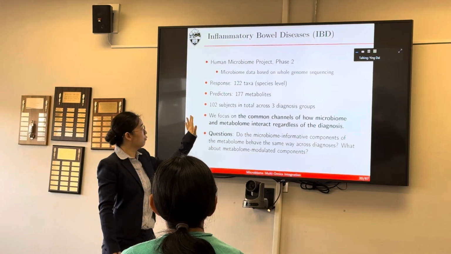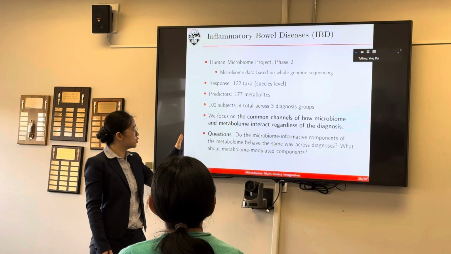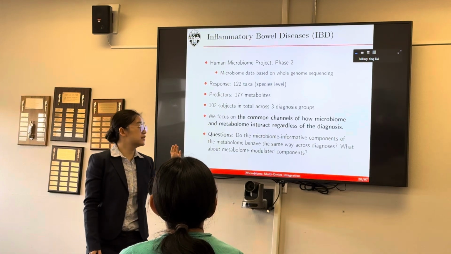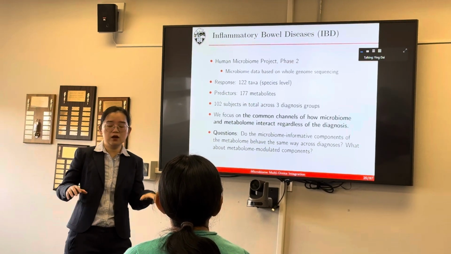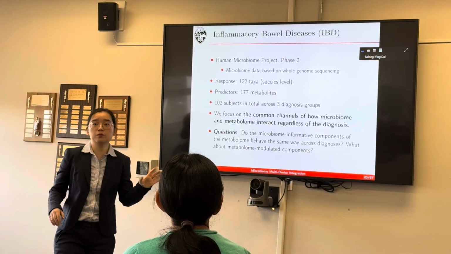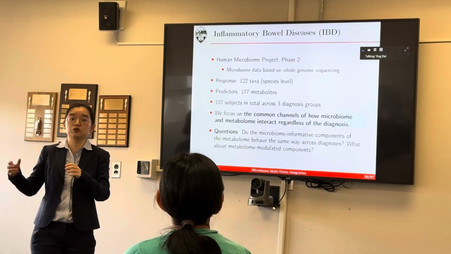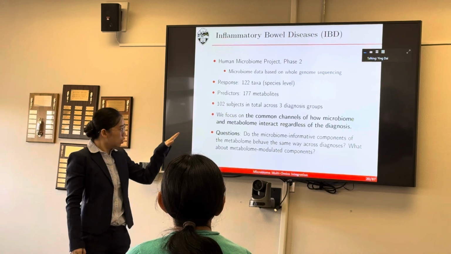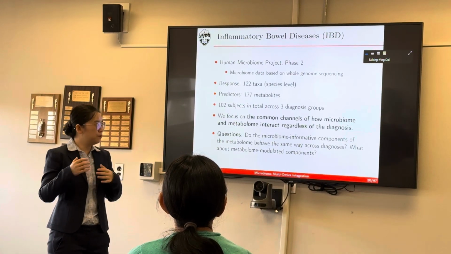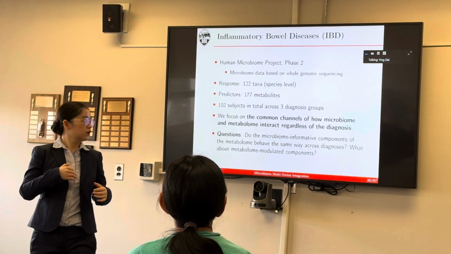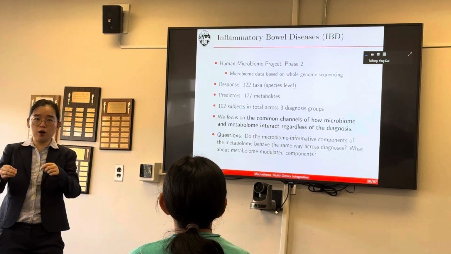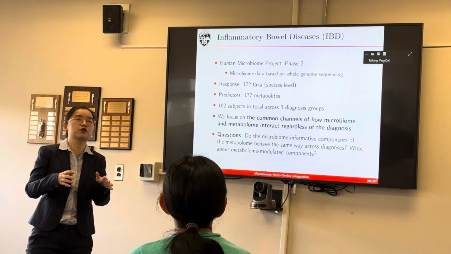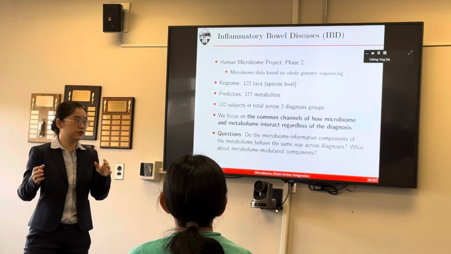We only have 102 subjects in total, and it is across 3 diagnosis groups. One of them are healthy people, and 2 of them are diagnosed as IBD, but it's different types of IBDs. And in order to capture the baseline of diagnosis, we included that diagnosis as an actual linear covariate in the model.